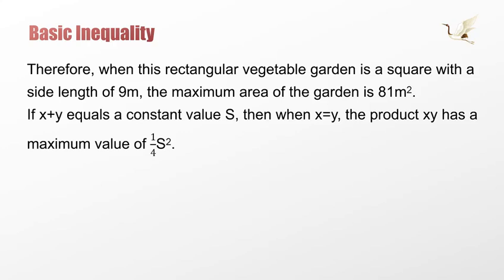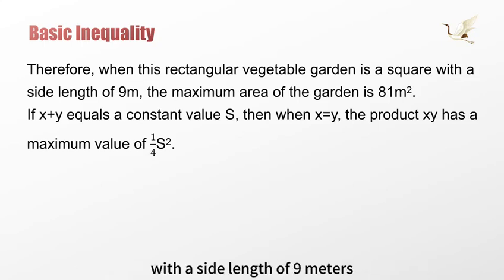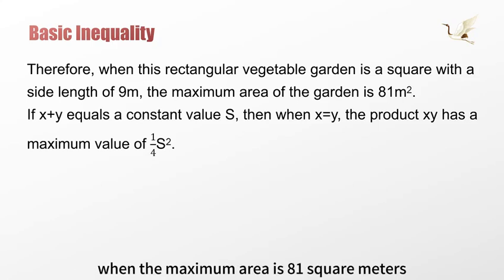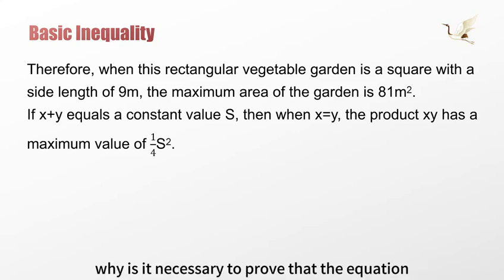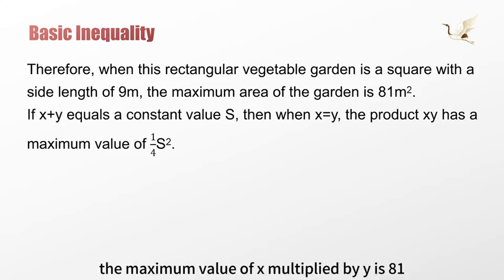Therefore, we can conclude that when this rectangular vegetable garden is a square with a side length of 9 meters, the vegetable garden area is the largest, and the maximum area is 81 square meters. At this point, I would like to ask everyone a question. Why is it necessary to prove that x equals y equals 9 holds in order to say that the maximum value of x multiplied by y is 81, and thus arrive at the final conclusion?